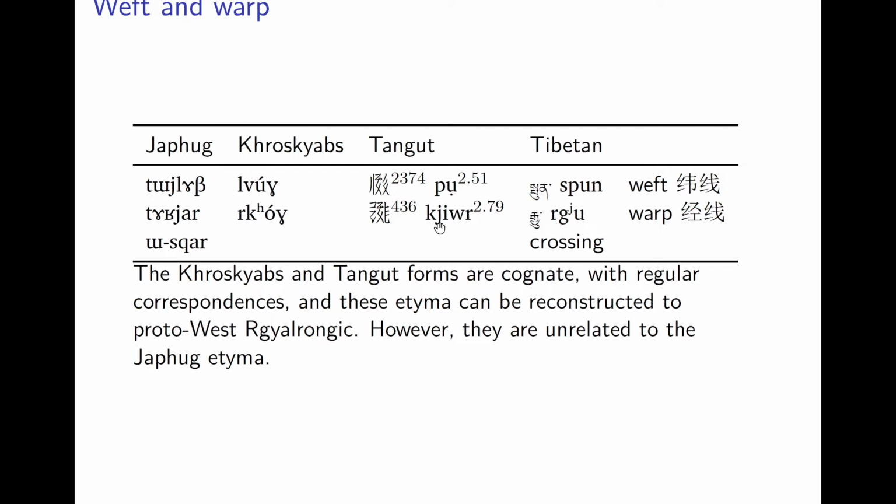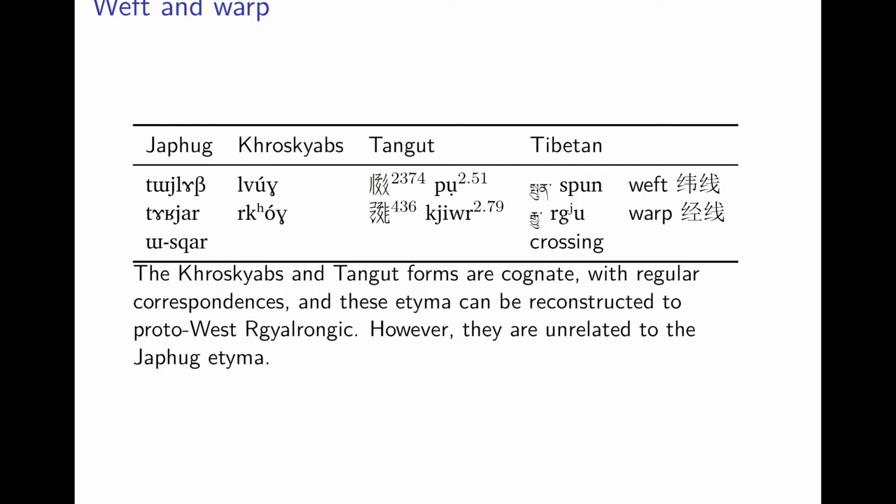It fits also with Kongxun's article about uvulars and velars in Tangut, since here we have yod, which is expected if we have a velar here, rather than a uvular. So from the point of view of the correspondences, the Krustyap and Tangut forms are quite compatible.